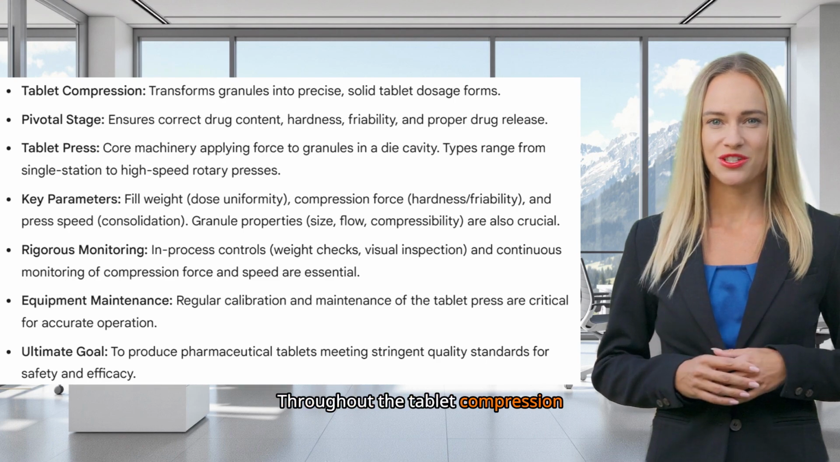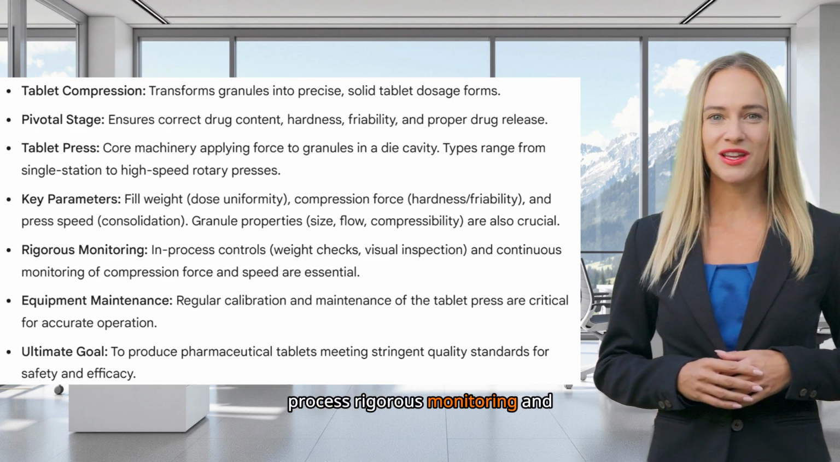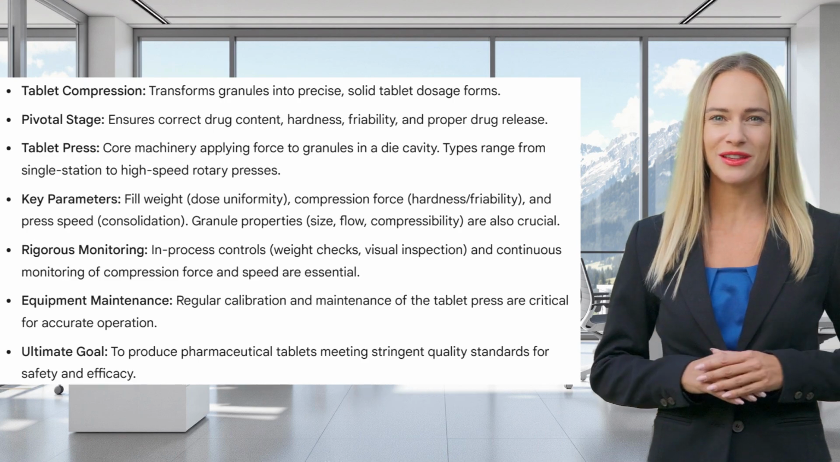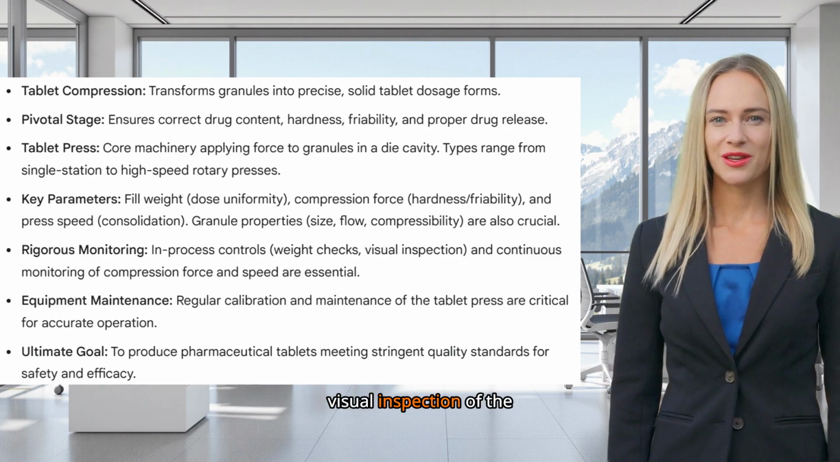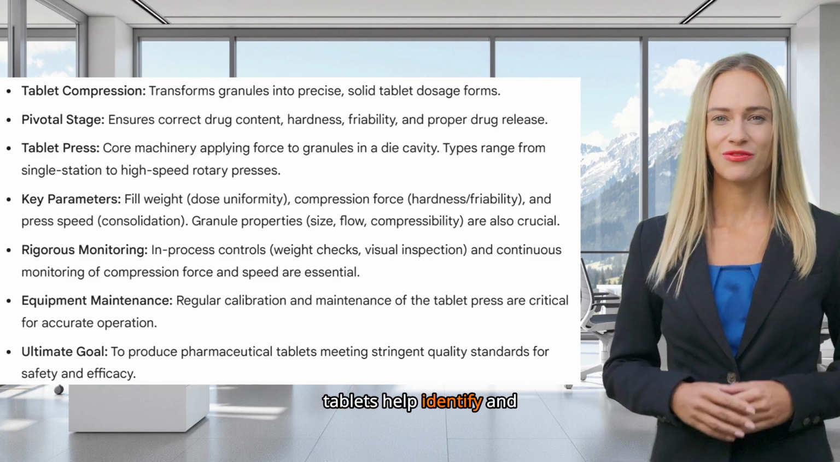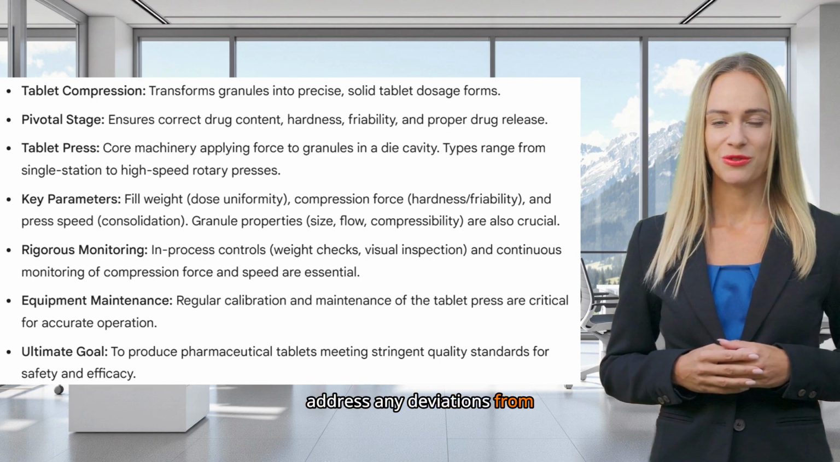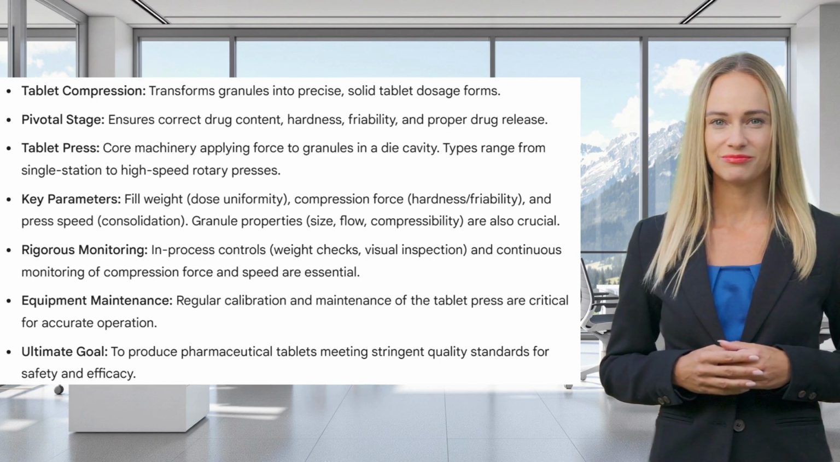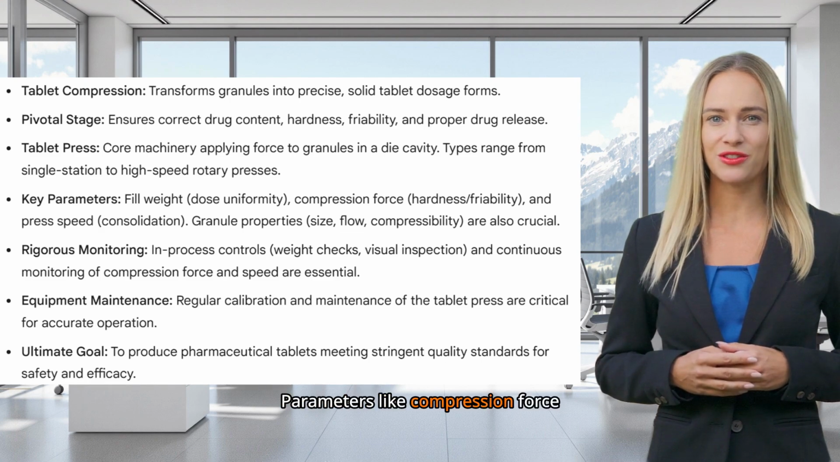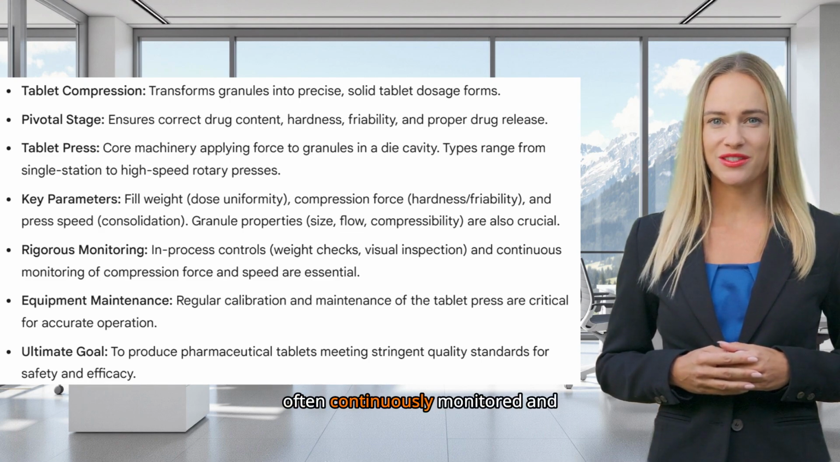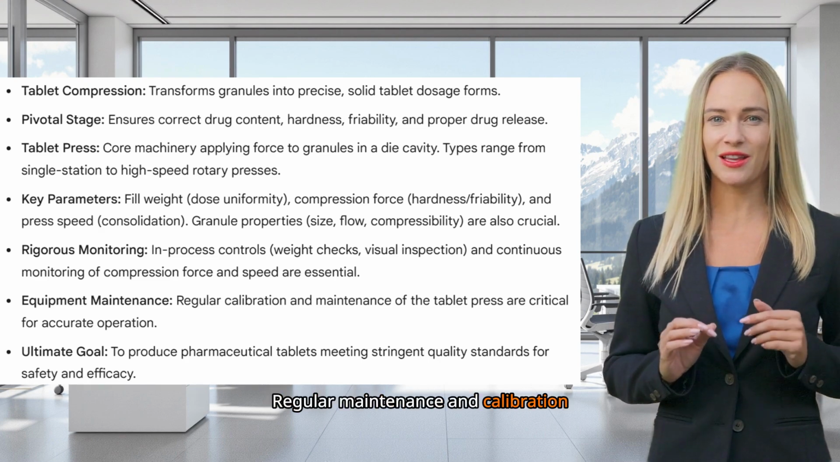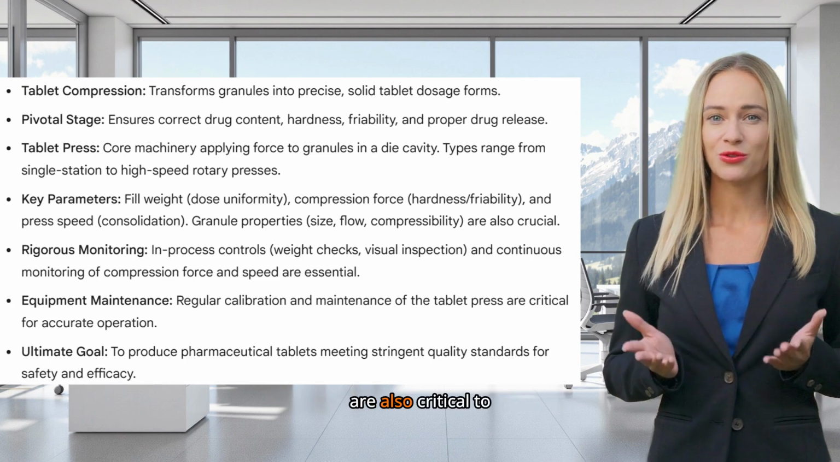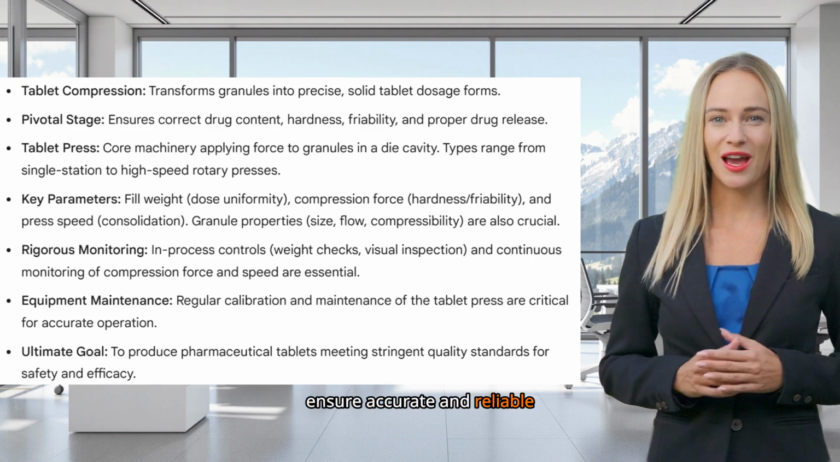Throughout the tablet compression process, rigorous monitoring and control are essential. In-process controls, such as regular weight checks and visual inspection of the tablets, help identify and address any deviations from the target specifications. Parameters like compression force and press speed are often continuously monitored and recorded. Regular maintenance and calibration of the tablet press are also critical to ensure accurate and reliable operation.